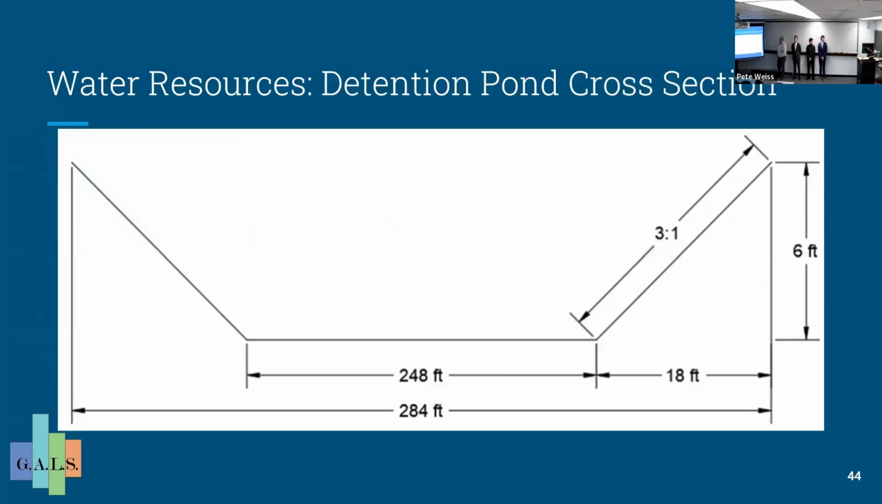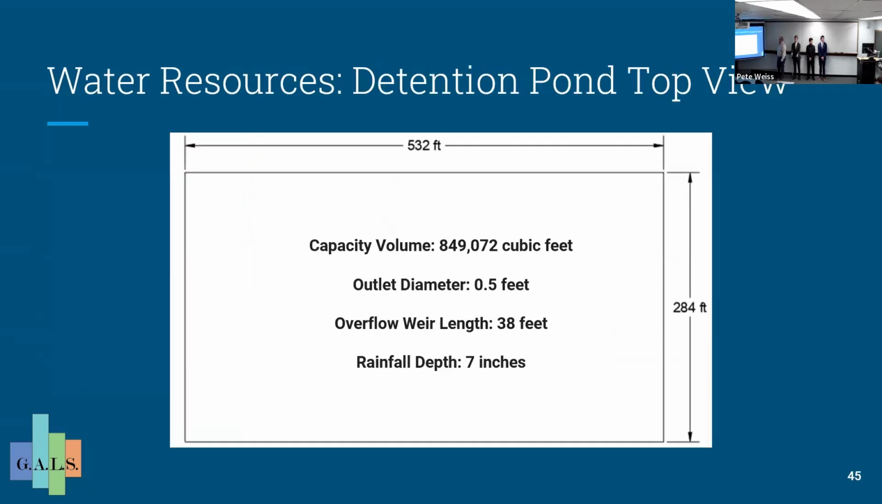This is my detention pond cross section. It's got a total depth of 6 feet, a little deep. I'll have to put a fence around it because of that, but that's all right. It's got side slopes of 3 to 1, and a top width of 284 feet. Top view of the detention pond, it's going to be 532 feet by 284 feet. Its capacity volume is 849,072 cubic feet. There's an outlet diameter of 0.5 feet, an overflow weir length of 38 feet, which is a rectangular weir. And the rainfall depth used to calculate all this is 7 inches.